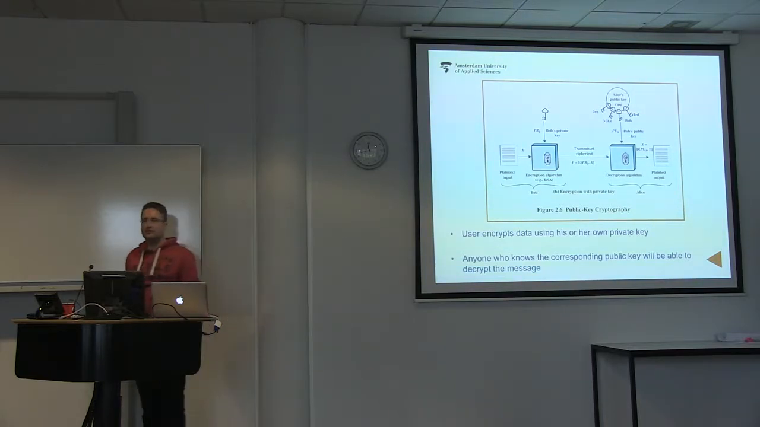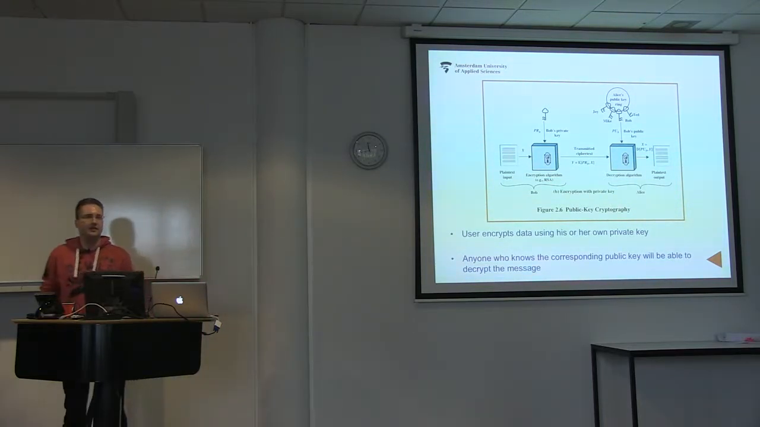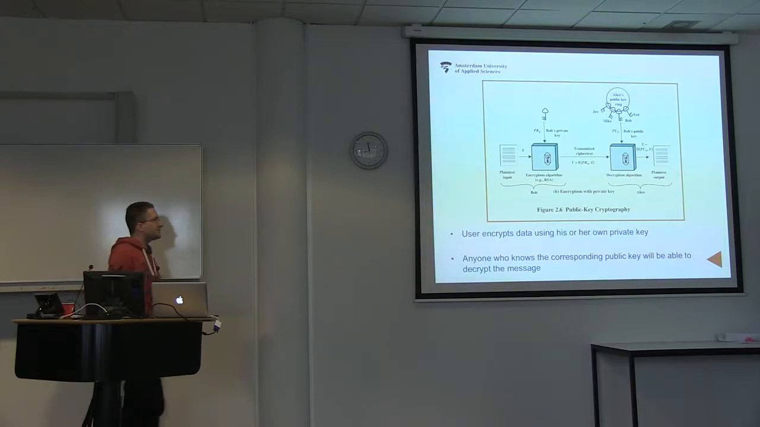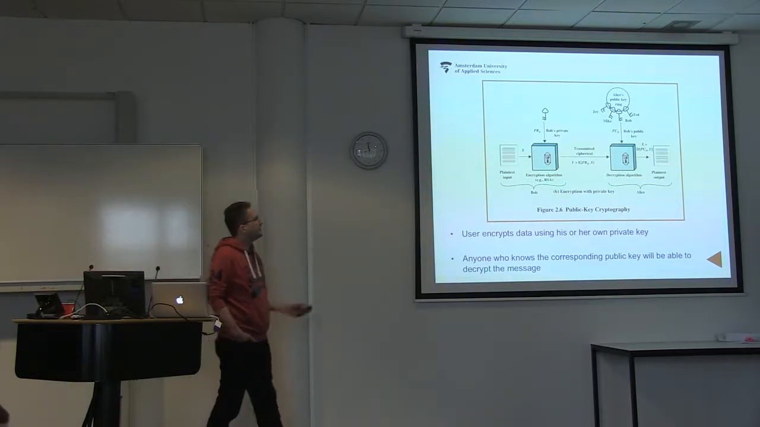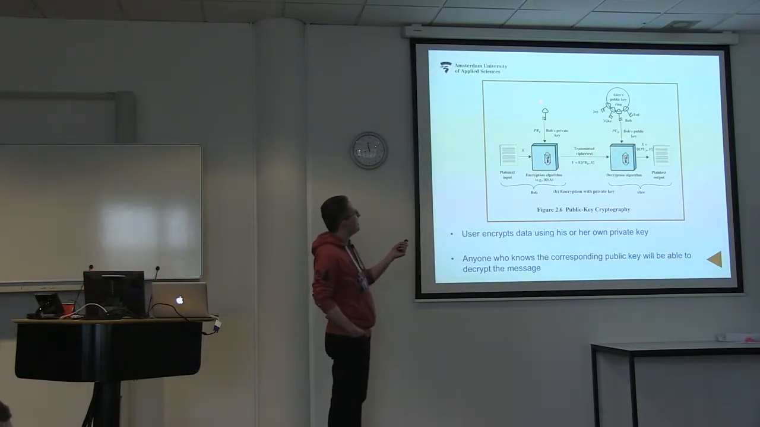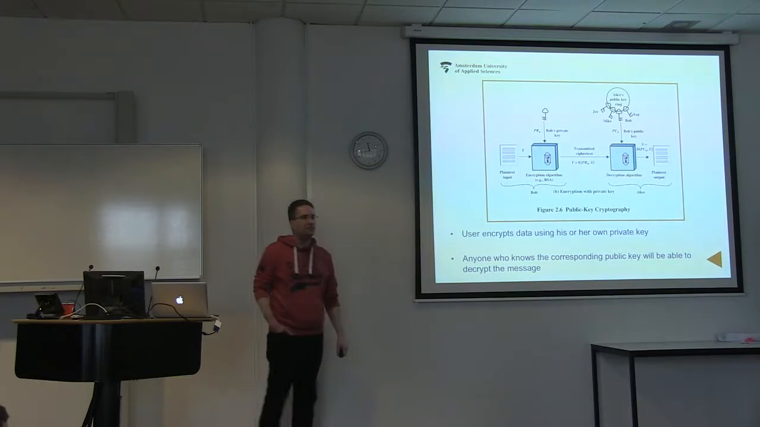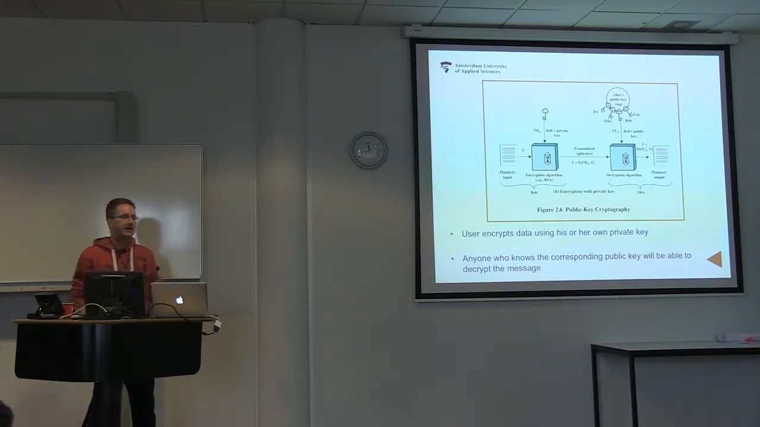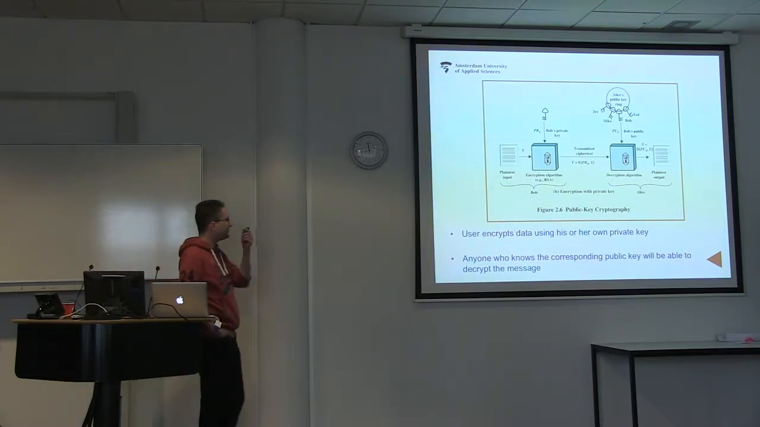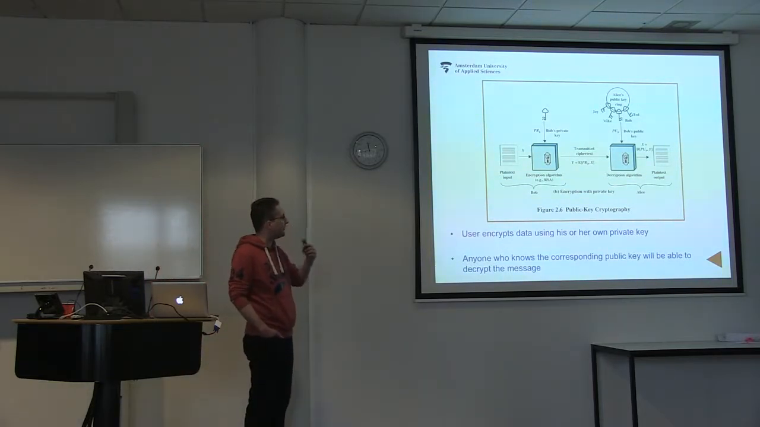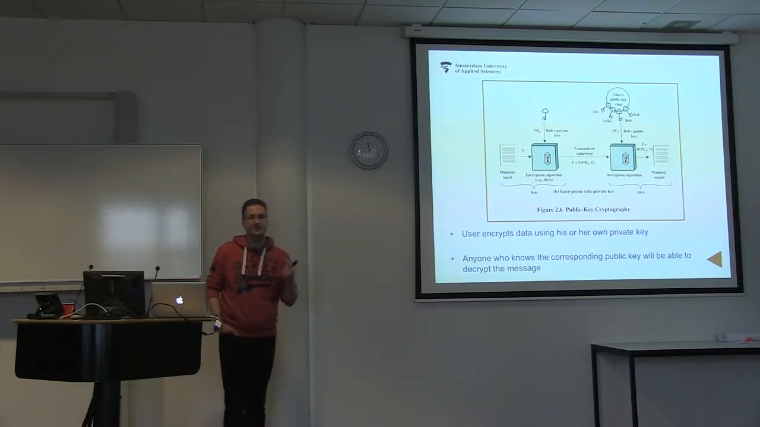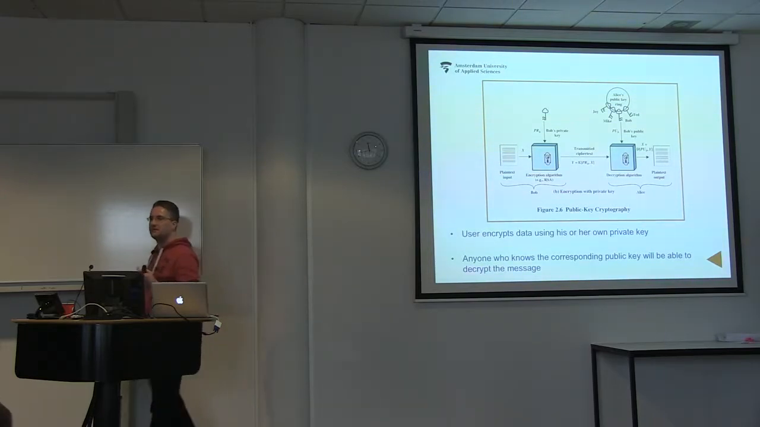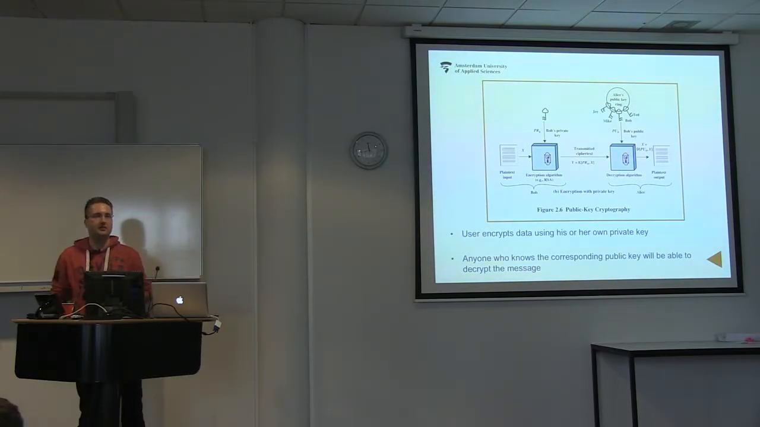If someone wants to send another person an encrypted message, in this case, Bob is sending Alice an encrypted message. Bob uses his private key to encrypt the message. And like I said, I'm not going to go into the implementation, even though it's not that difficult, but the idea is that anyone who has Bob's public key can decrypt the message.